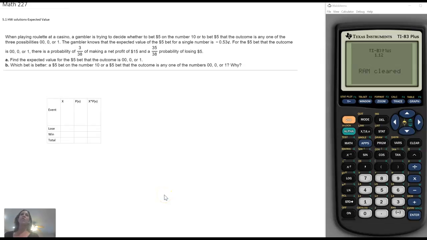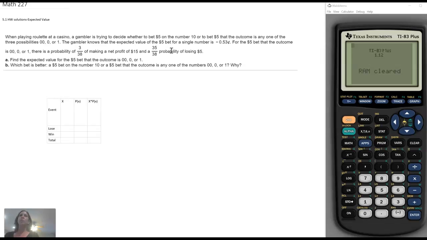Hi, I'm going to go over the homework problem from section 5.1. It is number 28 in the book and somewhere around 10, 11, 12 on your online homework. So you can see I put the problem up here. This is one of our expected value problems.